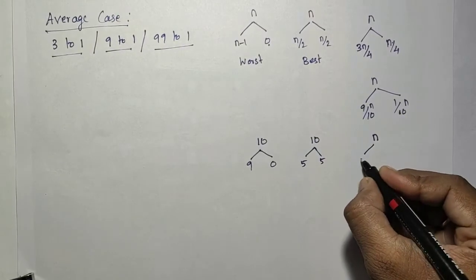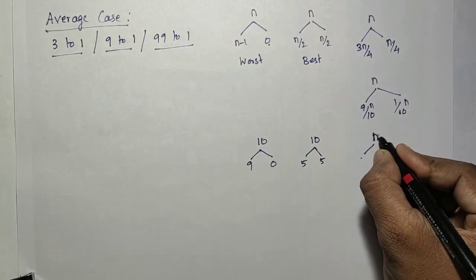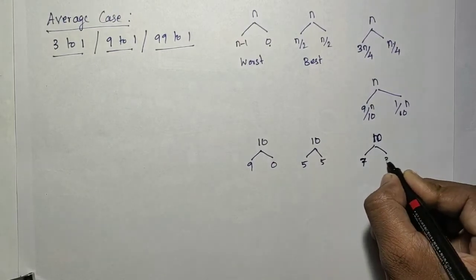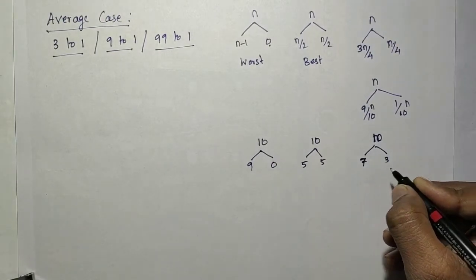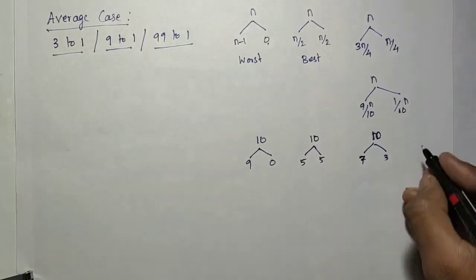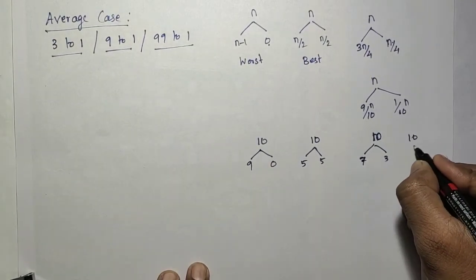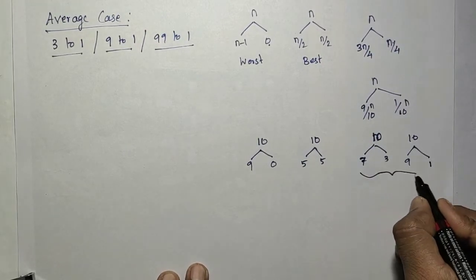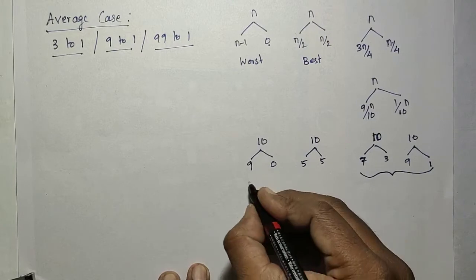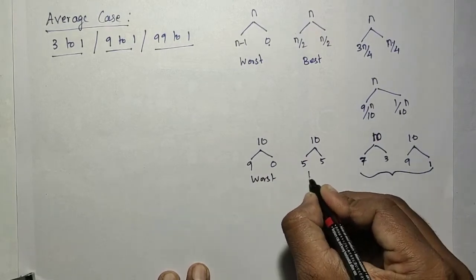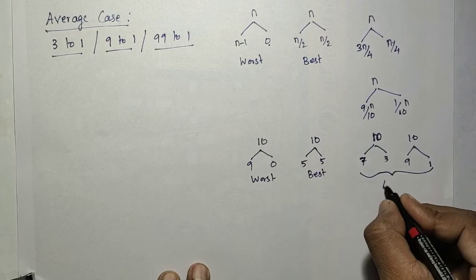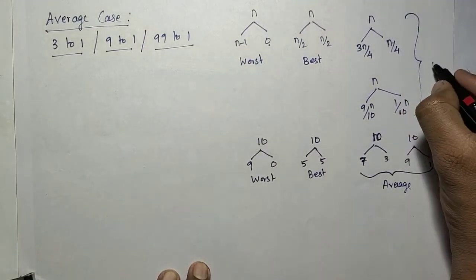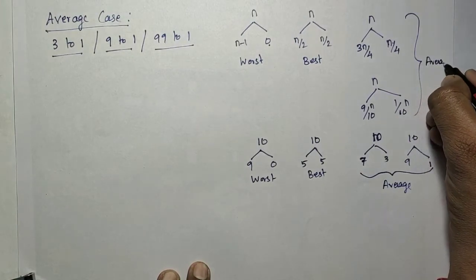That is a 7n. 10 is divided into what? 7 and 3, like that. That is 7.5, 2.5, like this. That is 7 and 3. Or that n is divided into 9 and 1, like this. So this will be what? Assume that the average case lies between these two cases, the worst and the best. That is the average case.